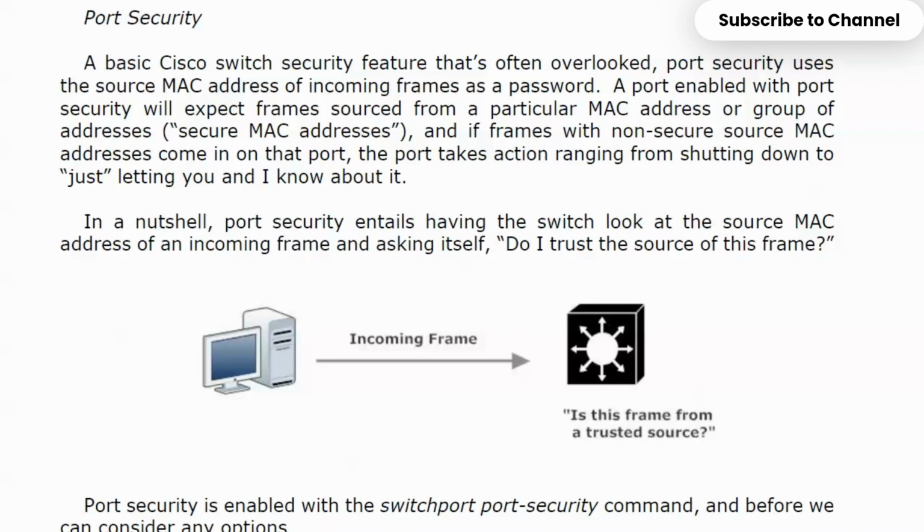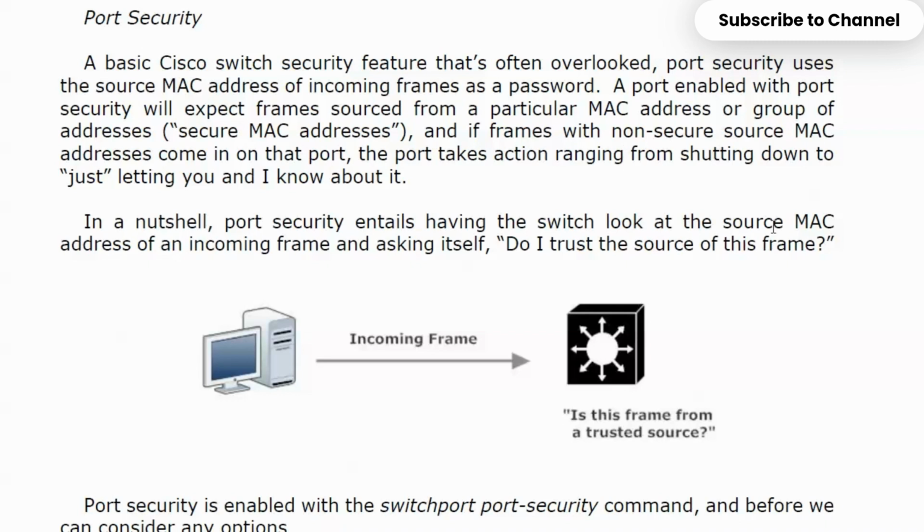It's on a per-port level. So one port will have some secure MAC addresses, another port may have others. And if frames with non-secure source MAC addresses come in on that port, the port takes action ranging from shutting down entirely to just letting you and me know about it. We're going to see all of this in action. We're going to see the tables I was talking about. We're going to set some static MAC addresses, see some dynamic ones, the whole bit.